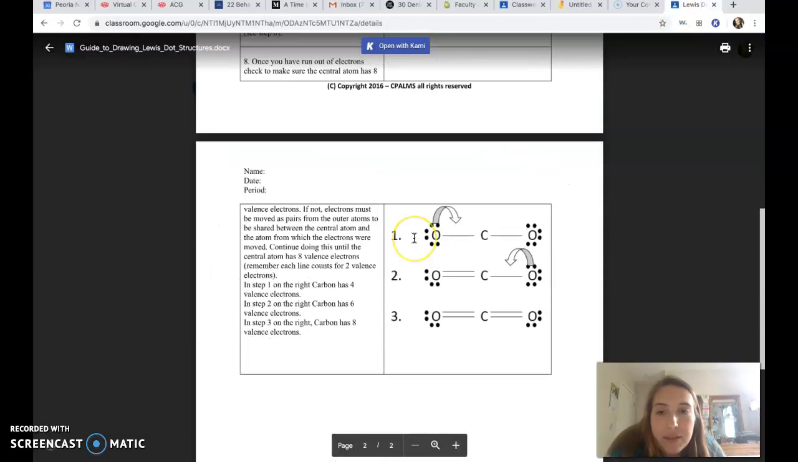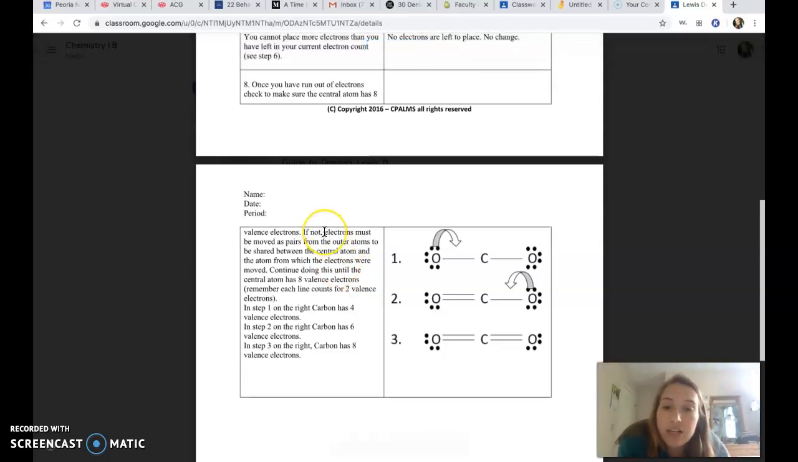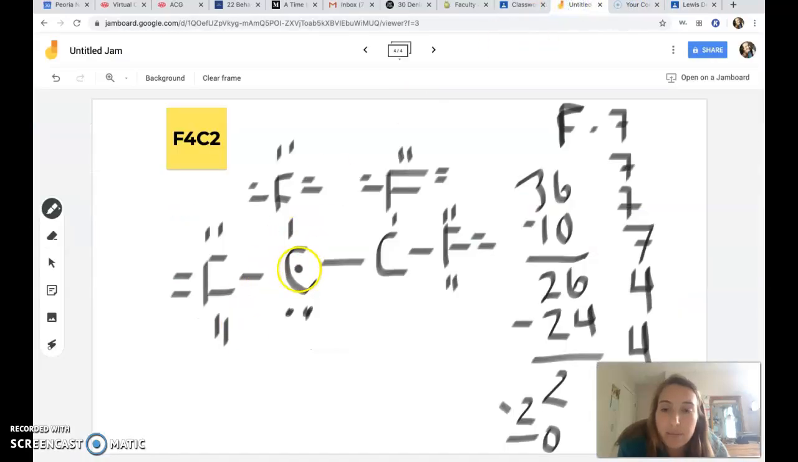So then my last step, once we are out, check and make sure the central atom, or atoms in this case, have a full octet or a full 8. If not, electrons must be moved as pairs from the outer atoms to be shared between the central atom and where the electrons are actually moved from. So if I look back here, this carbon has 8, 1, 2, 3, 4, 5, 6, 7, 8, but this carbon only has 6.